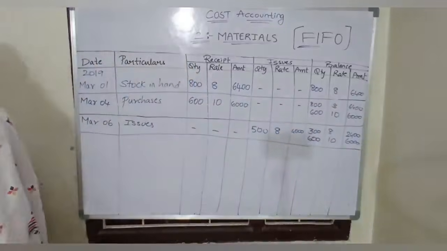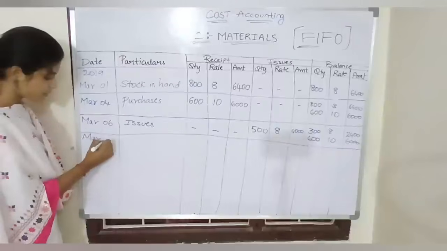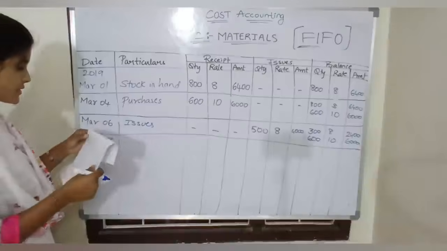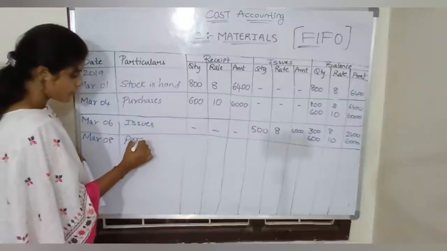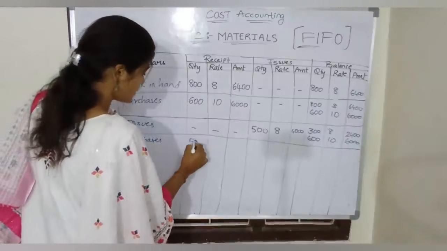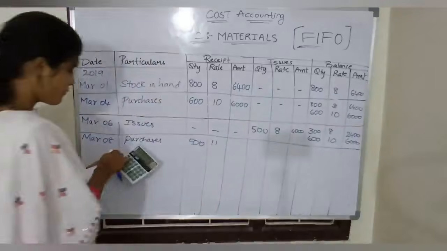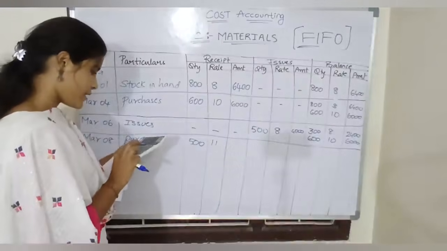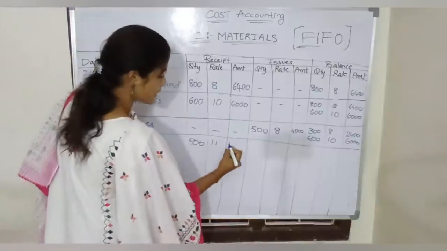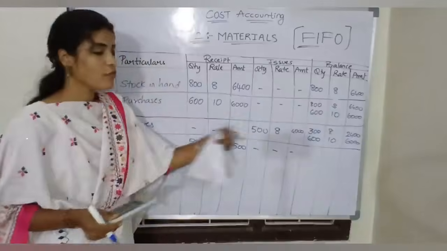So after March 6th, what date we are having? March 8th. What is the purchases or issues? Purchases. How many units purchases now? 500 units. Each unit rate is 11. So 500 into 11 is nothing but 5,500.